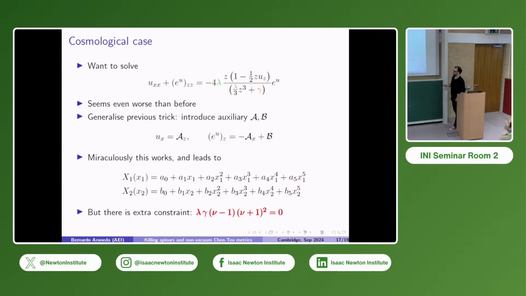But the problem is that there is an extra constraint that involves the parameters in the answer. So let's see what this is. This will be an important point. There is the parameter nu, which is related to the Hamiltonian of the Killing field. There is the cosmological constant lambda, and there is this parameter gamma. This gamma appears here, and you can think of it essentially as the mass or the NUT parameter.